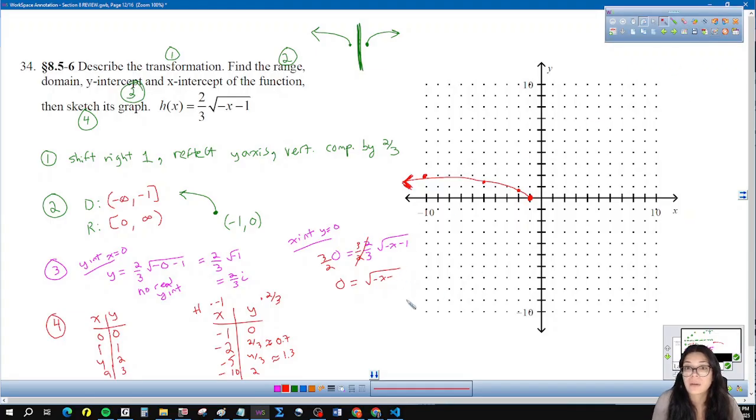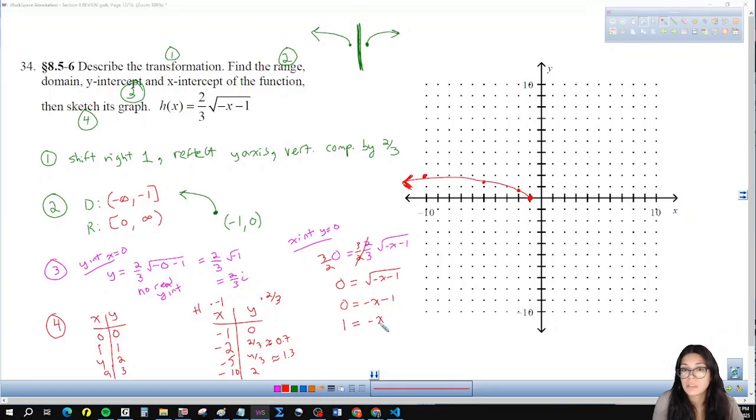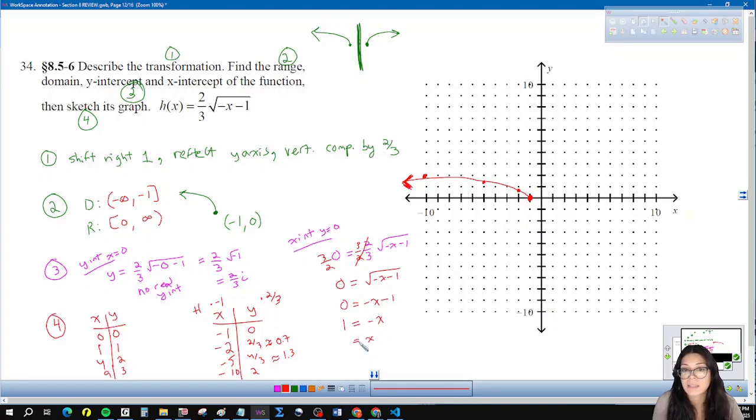To get rid of the radical, we can go ahead and square both sides. 0 squared is just 0. So now we have -x minus 1. Add 1. Divide by negative. So we get x equals -1. We could also have confirmed that based on the graph that we just did. It's very clear that we already had the x-intercept because that was the extrema. Okay, that's number 34.